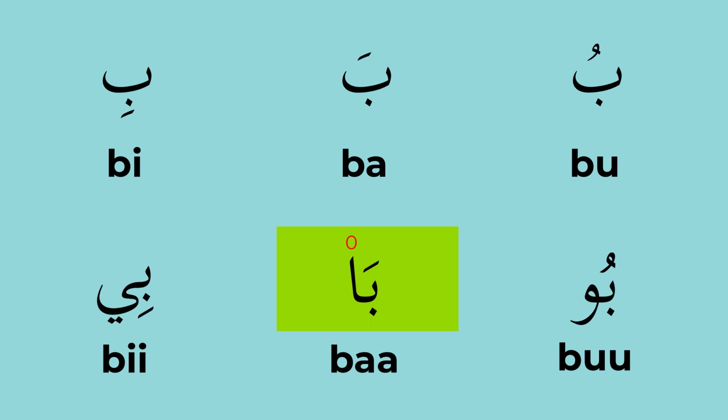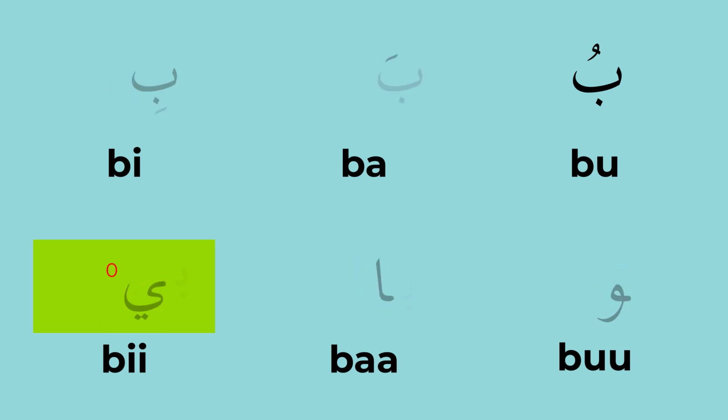And what about bi? Where is the vowel sign? On the ba. What is on the ya? A sukoon, because there is no vowel sign. Now these things are to be remembered. Okay? So you don't write it, but it is there.